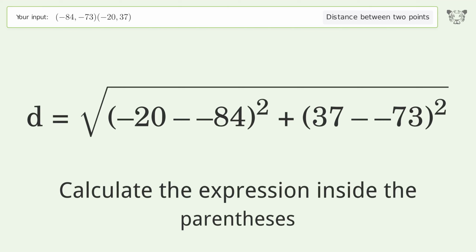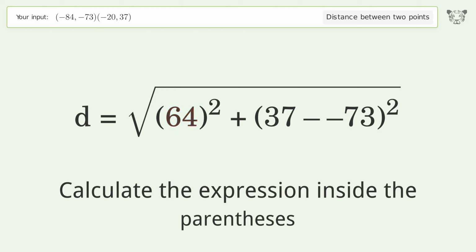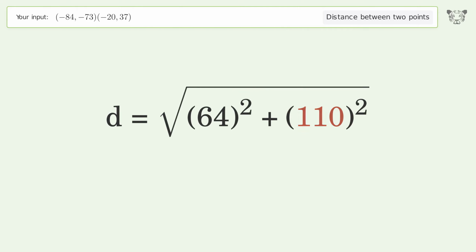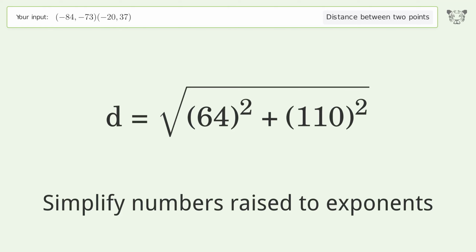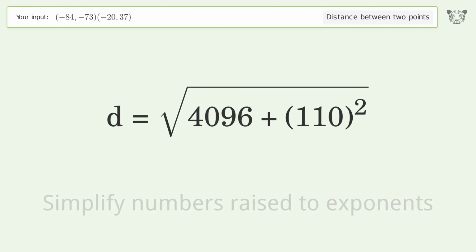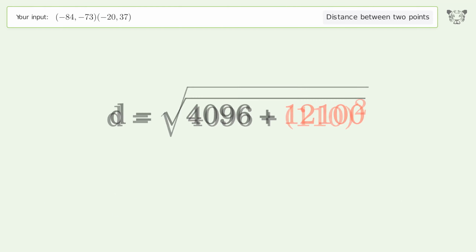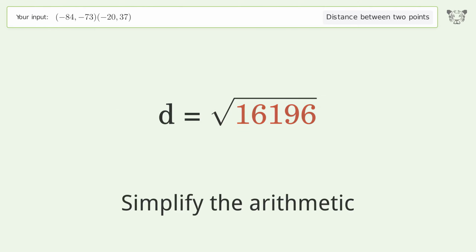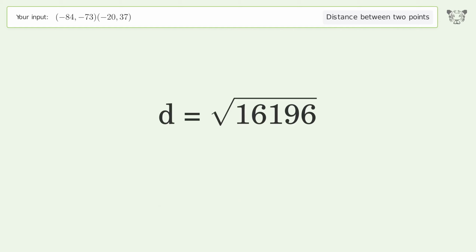Calculate the expression inside the parentheses. Simplify numbers raised to exponents. Simplify the arithmetic. And so the distance between the 2 points is the square root of 16,196, or 127.264.